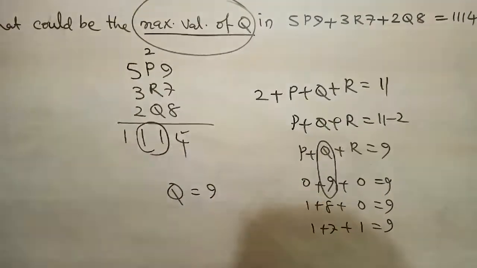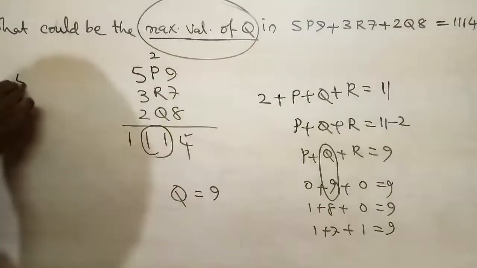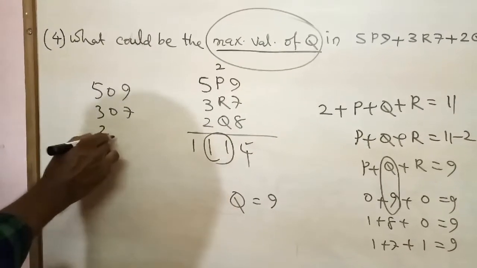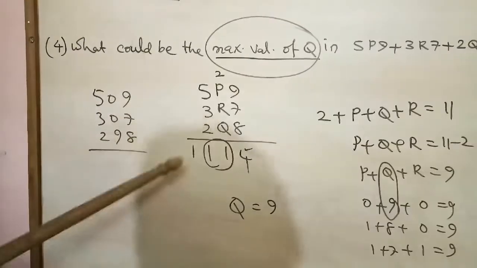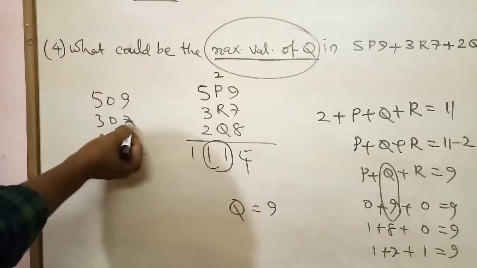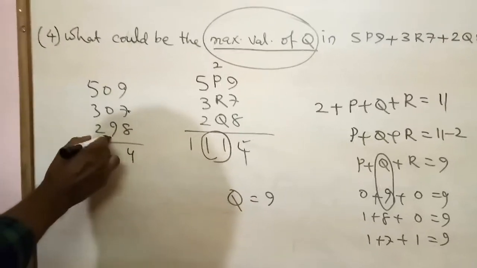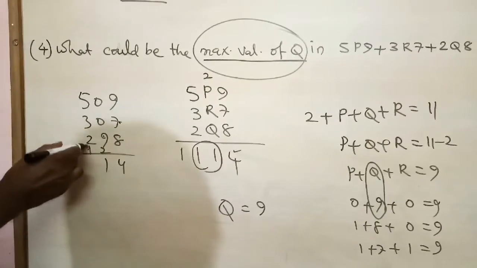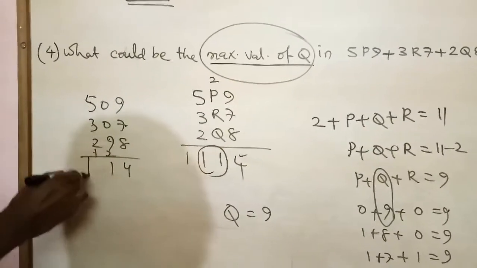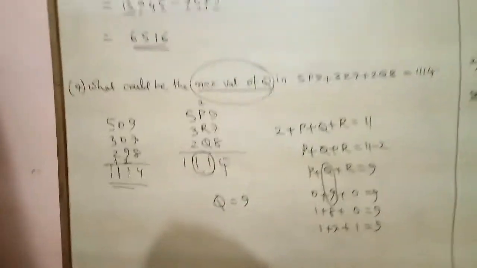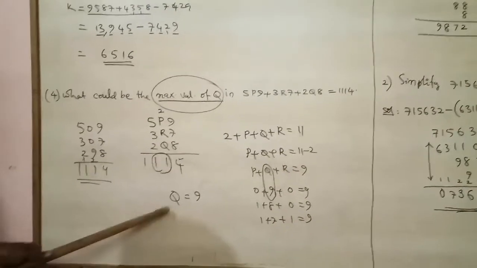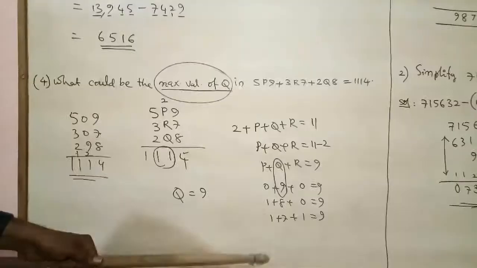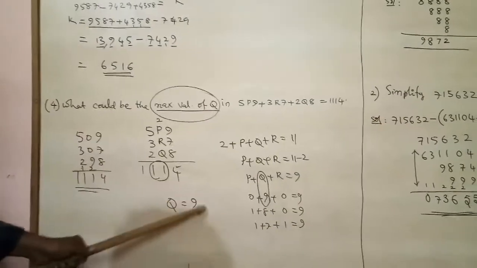If we substitute q equal to 9, r equal to 0, p equal to 0, we get the numbers 509, 307, 298. See, 9 plus 7, 16, 24. 2 plus 9, 11. That's why I selected 11 here. 1 plus 2, 3, 6. 6 plus 5, 11. We are getting 1114. Therefore we are getting maximum value 9 only, not 10. Therefore it is not 7, not 8. Therefore q is 9 only.